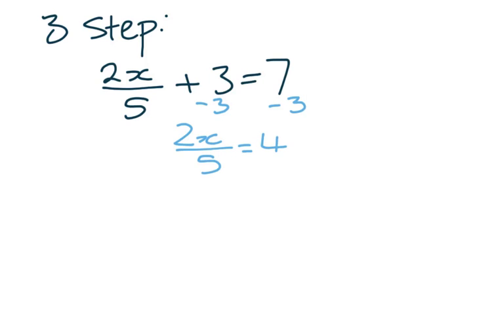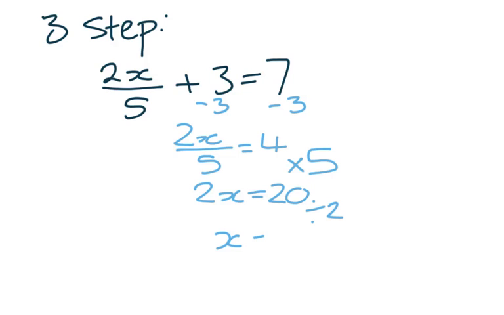Then I say, okay, what did I say to myself next? 2 times x divided by 5. So the next arrow was divided by 5. Now it's going to be times by 5. So I get 2x equals 20. And now 2 lots of something gives us 20. We know that we need to divide by 2 and we get x equals 10.